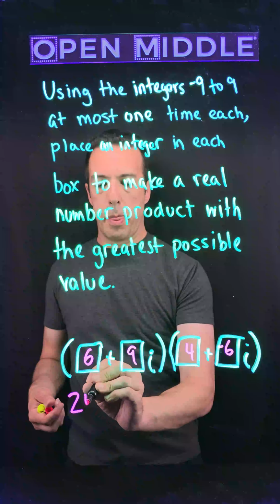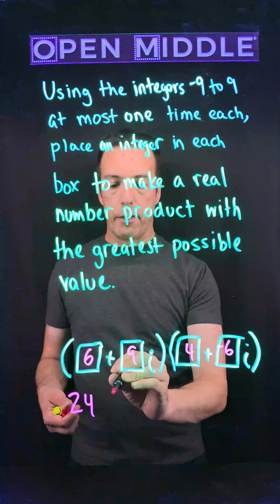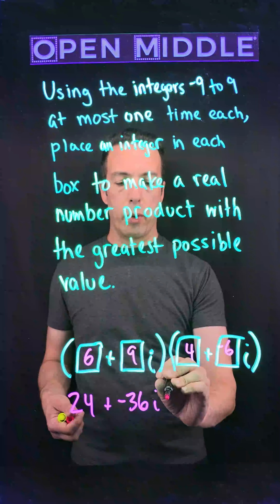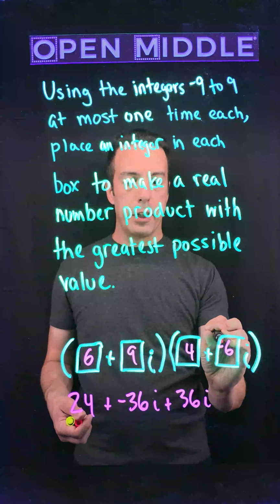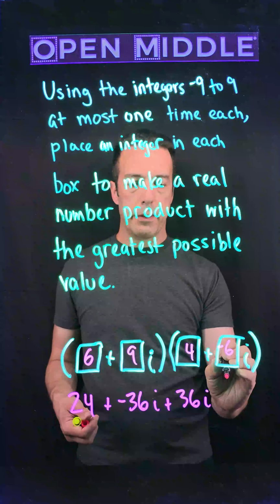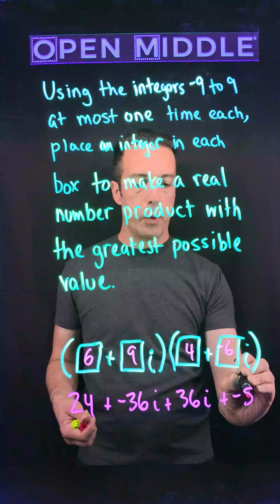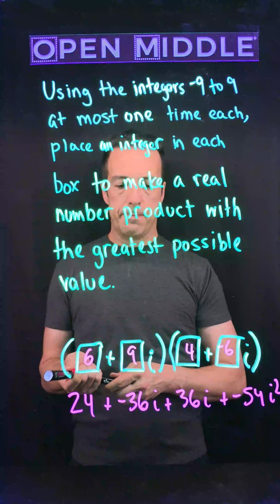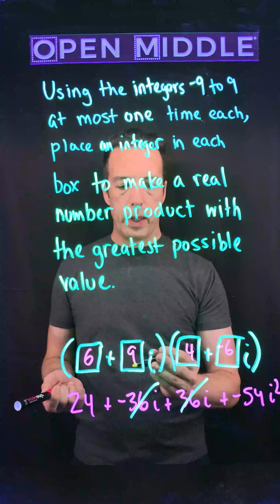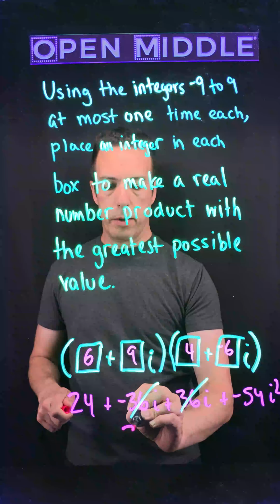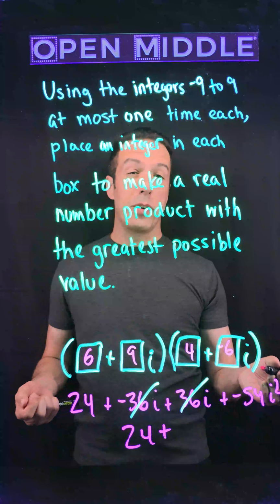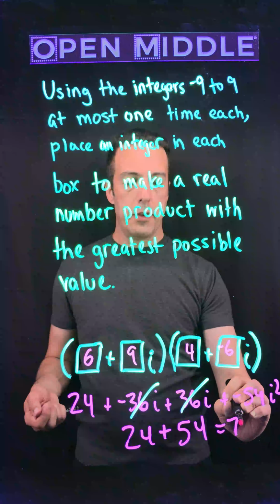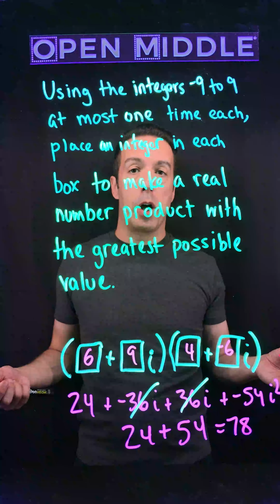6 times 4 is 24. Then we have plus -36i. Then 9 times 4, we have plus 36i. And then finally we have 9 times -6 is plus -54i squared. And so again, these terms right here, they cancel out. And so now we have 24 plus, well, i squared is equal to -1, so -54 times -1 gives us 54. And we have 78.